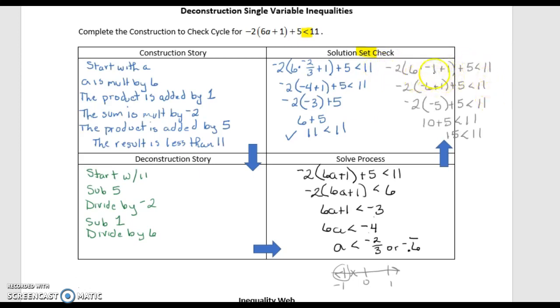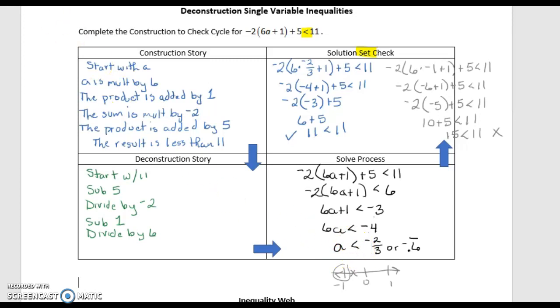So when you go through the process to check -1, we'll see that we end up with 15 is less than 11, which is not a true statement. So we know that the value of -2/3 is correct because we got it to check correctly here, but a value less than -2/3, say -1, is not correct. So that must mean we messed up someplace, but we messed up with the direction of the sign, not with our numerical calculations to get -2/3 to be the value of what a would be if it was equal to.